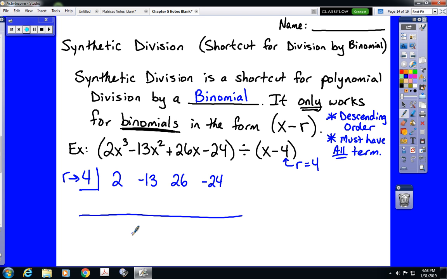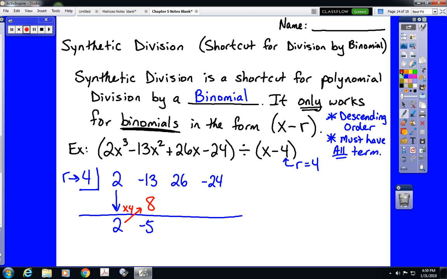from our answer. Now the way synthetic division works is we're doing all the same work we did for long division without any of the variables, so it removes a lot of the guesswork. So what we do is we drop down this first term. It doesn't matter what that number is, we bring it straight down. Then we multiply that number by our r value. In this case, we're going to go times 4. 2 times 4 is 8. We write that underneath the next number. Then we add down. Negative 13 plus 8 is negative 5.